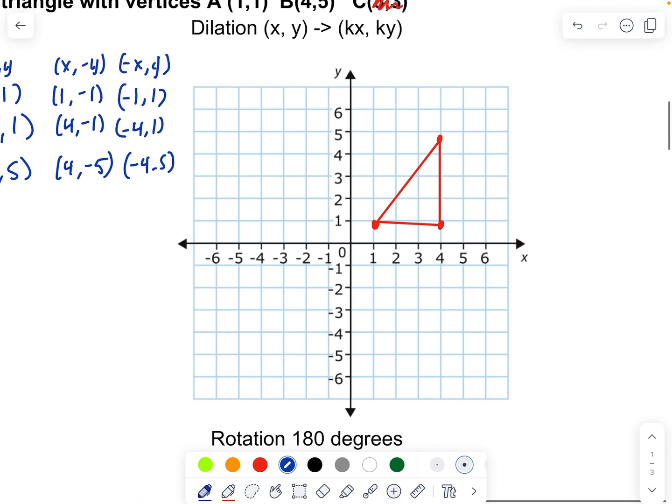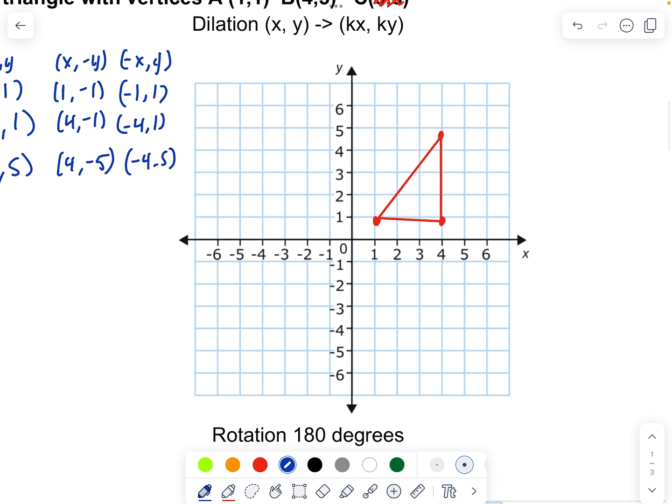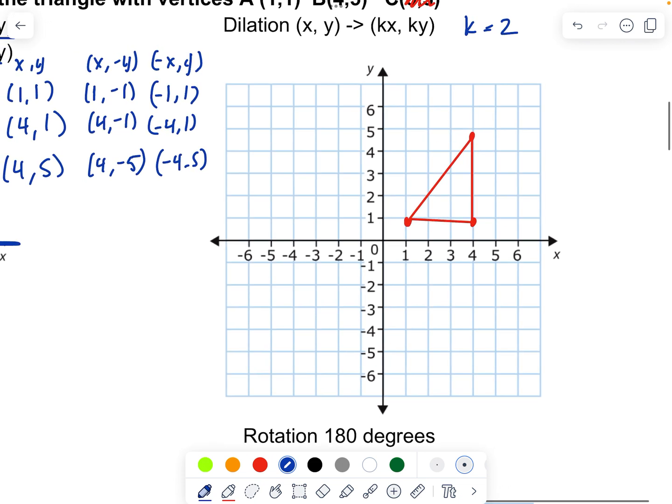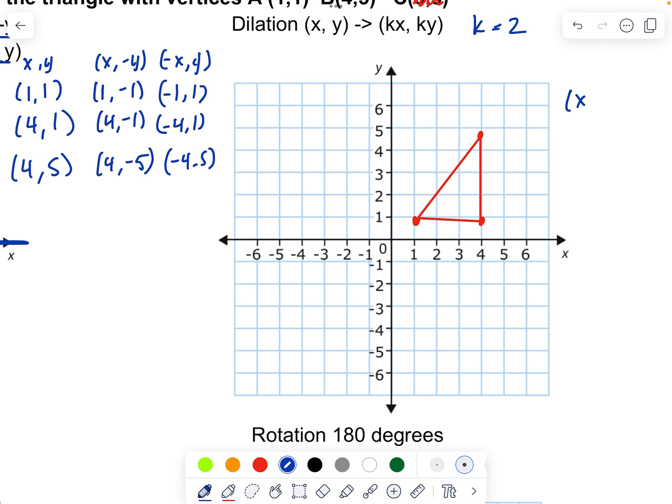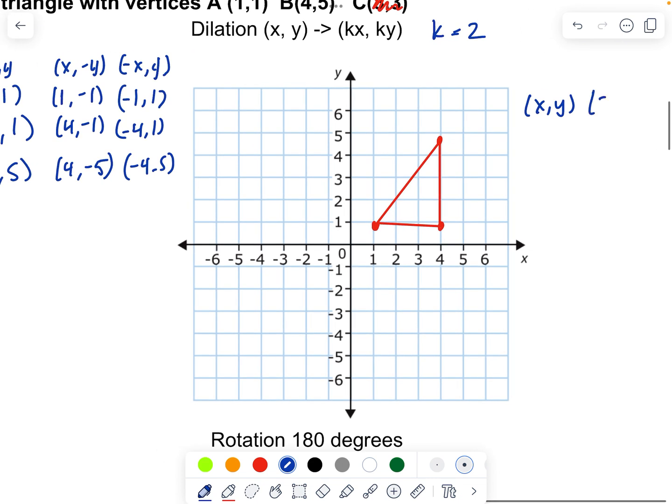Okay, moving on, we're going to do a dilation. I'm going to do a dilation with a k value of 2. That means that I'm going to take the points, each x, y, and I'm going to double it. So for the point 1, 1, I'm going to double both of those, and I'll get 2, 2, and that takes me to right there. The point 4, 1 will become 8, 2.